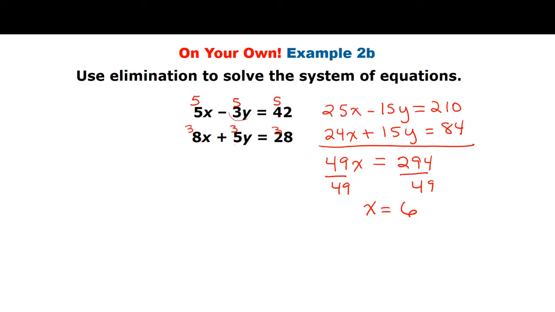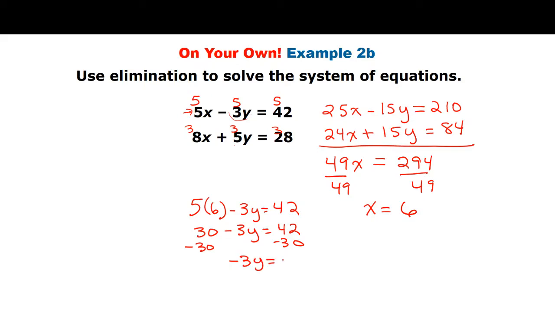So now that I've done that, I can just substitute into either one of these, and I guess I'm going to choose the top one. It's a little bit smaller numbers. 5 times 6 minus 3y equals 42. So that's 30 minus 3y equals 42. I'm going to subtract 30 from both sides. So I have negative 3y equals positive 12. Let's see. And divide both sides by negative 3. And that would be y equals negative 4.